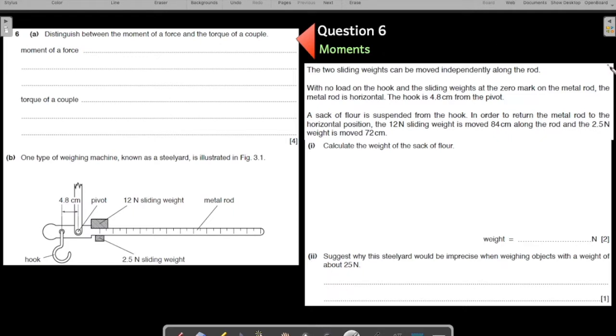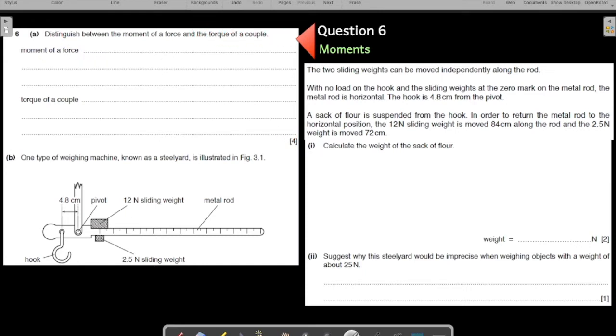So here is the question. The question is not very big. It fits in one screen. And as I always suggest, please go ahead, pause the video, attempt the question yourself, and then play the video again to look at the working of it. Alright, so here we have to distinguish between the moment of a force and the torque of a couple.